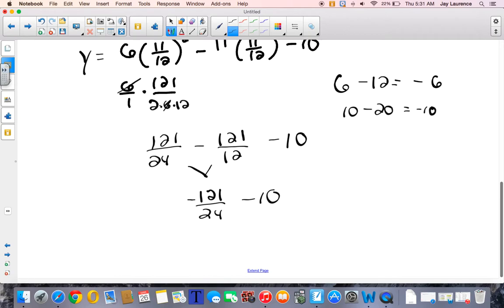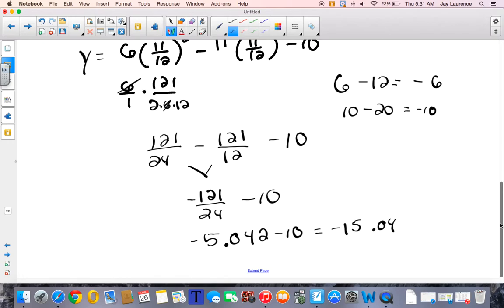All right, let's see. Let's turn this negative 121/24 into a mixed number. So it's going to be negative 5. And then, oops. And then we're going to go math frac. Oop, it won't convert it. That's very bizarre. Wonder why it wouldn't do that. Okay, I'll go ahead and round for the purposes here. So about like that, minus 10. And so my y-coordinate of my vertex is going to be at negative 15 and about 0.04.